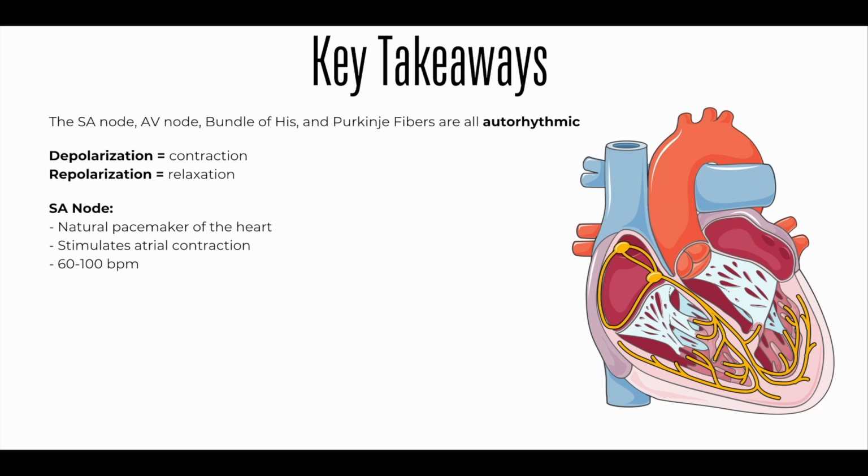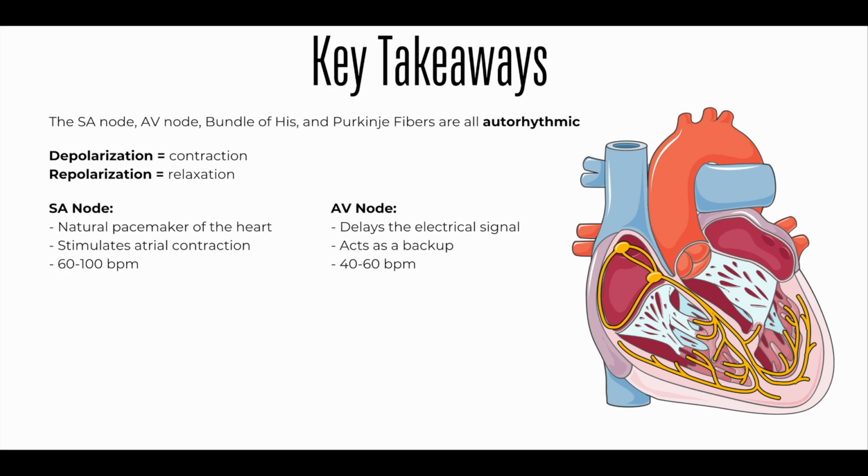The SA node will then send a signal to the AV node, which delays the electrical signals so that the ventricles can fill with blood. The AV node also acts as a backup in case the SA node does not propagate the initial action potential. And finally, the AV node generates action potentials at a rate of 40 to 60 beats per minute, which is less than the SA node.